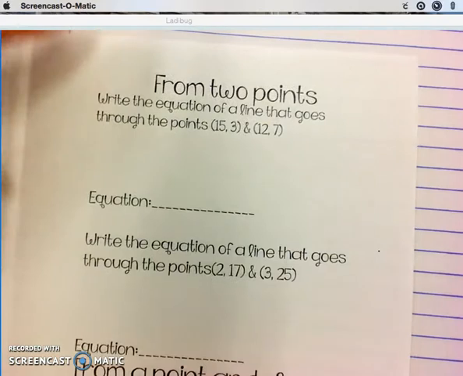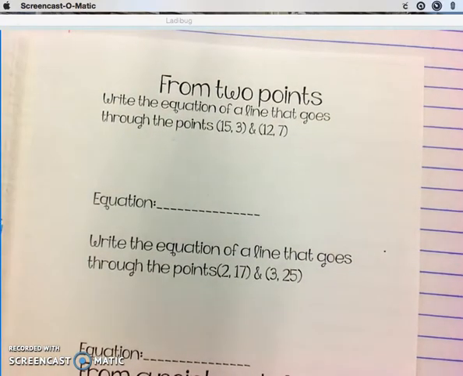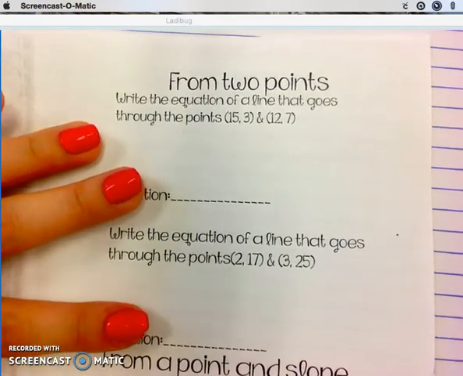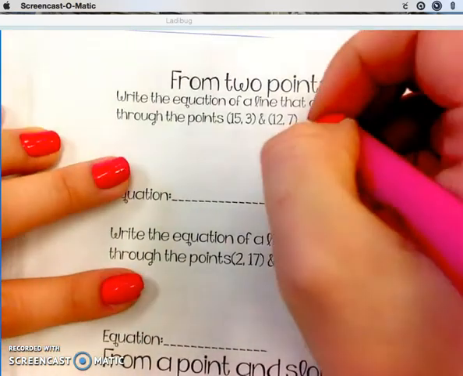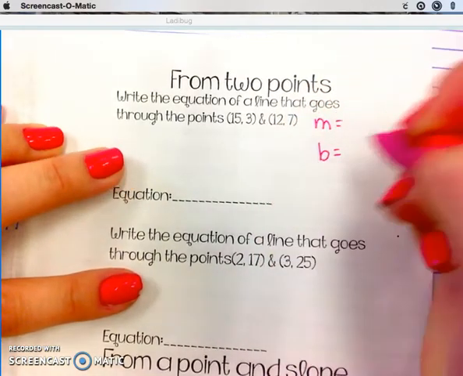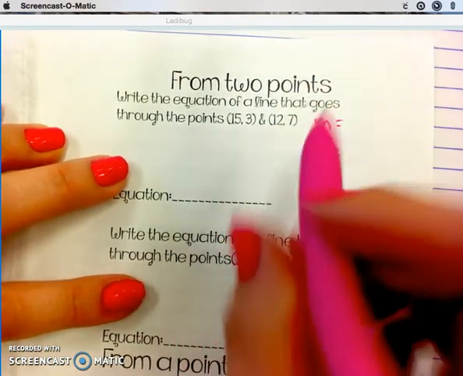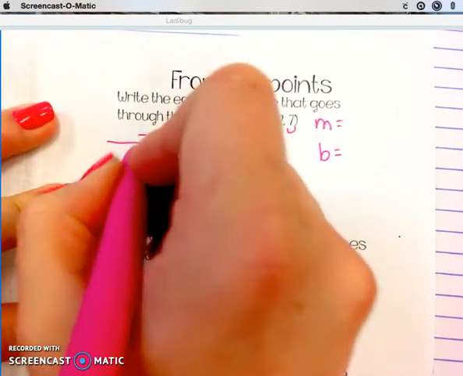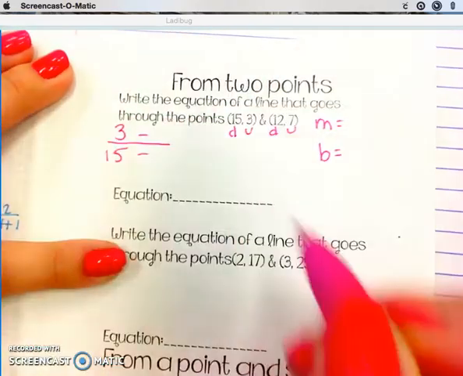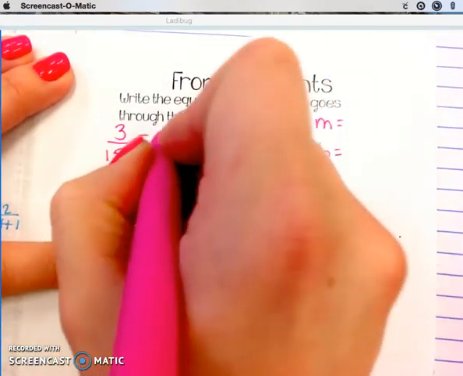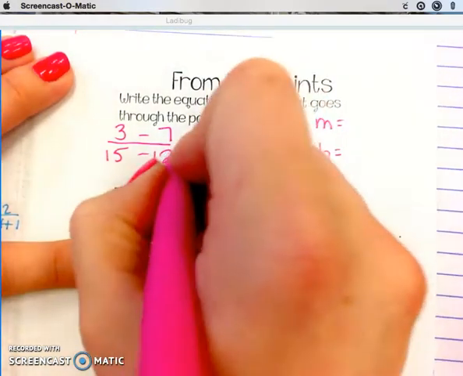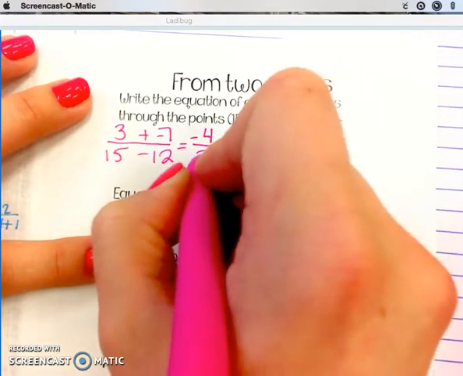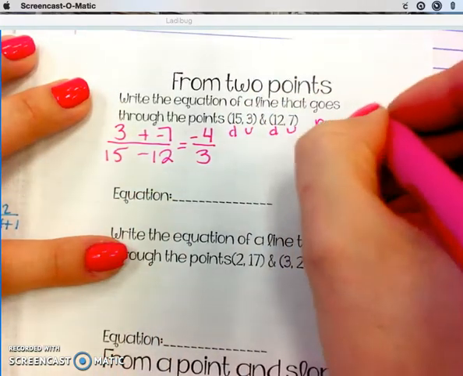If you're finding the equation from 2 points, we know we need 2 things. We need the slope and the intercept. To find the slope from 2 points, don't forget we do the change in y over change in x. So I have 15 down, 3 goes up. 12 goes down, 7 goes up. So I have -4 over 3. I can't reduce it. That is my slope.